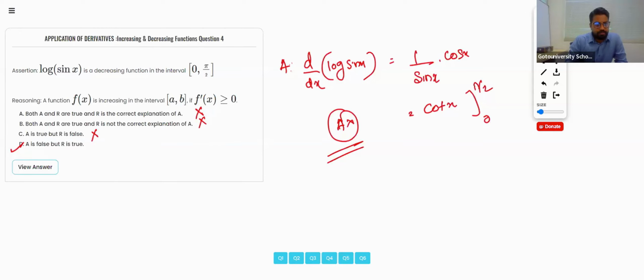What about the reasoning? We don't have to get into the reasoning part at all now, but the reasoning must be true for that. What does the reasoning say? A function f of x is said to be an increasing function in the interval a to b if f dash x is greater than 0. Yes, that is actually true. That means my answer is clearly option D. Assertion is wrong, reason is true. Okay, let's go to the next one quickly.